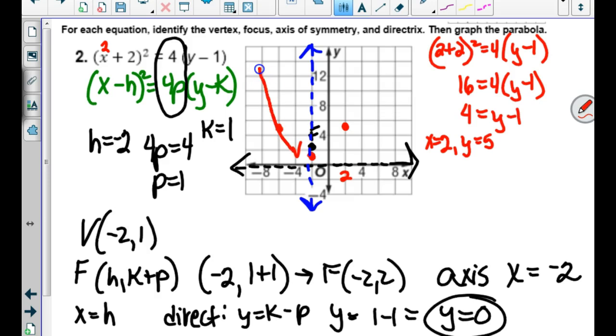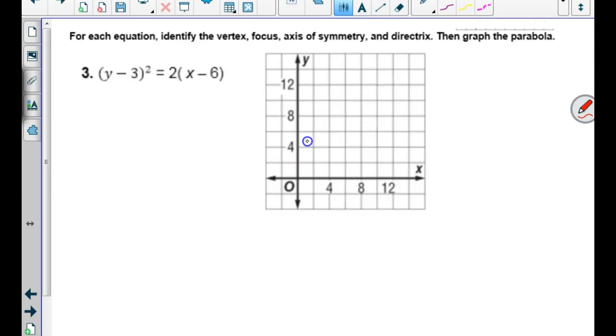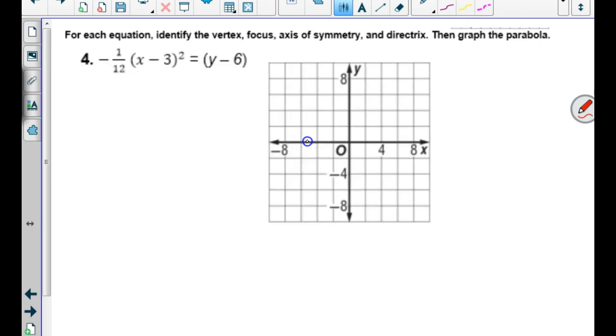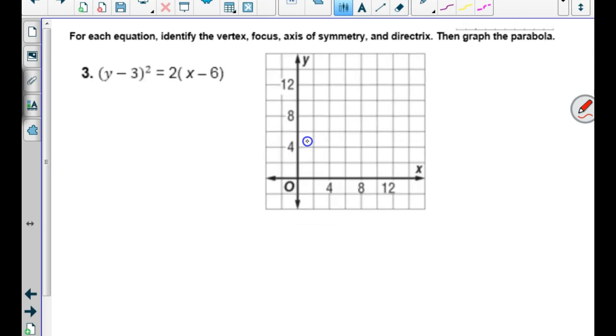So there's one nice spot so we can tell how wide this thing is. Could we have just typed this one in the calculator though? Because it opens up or down, right? All right. I'm going to go through this one because this one opens which way? This one opens sideways again.